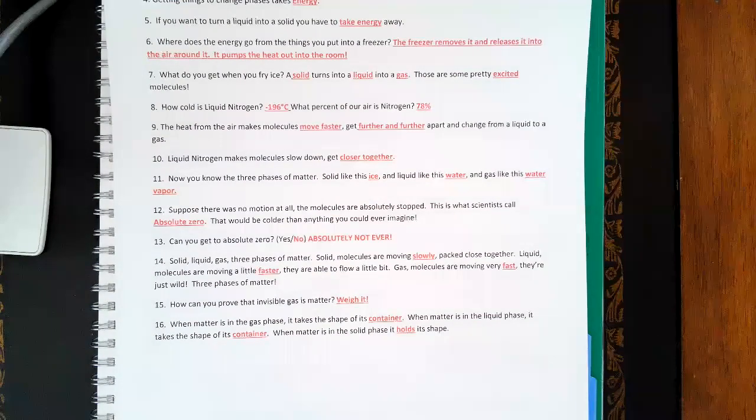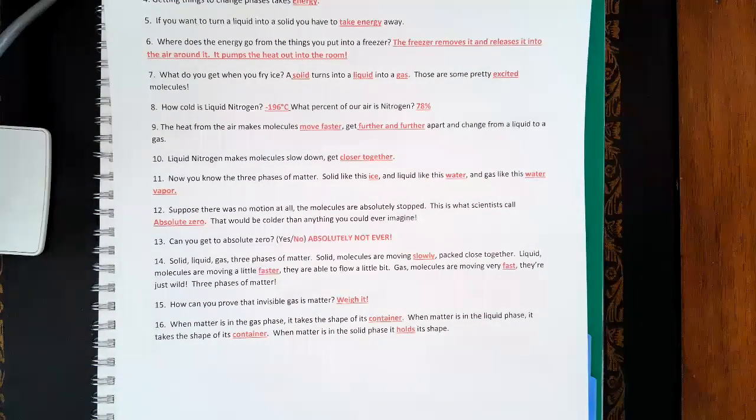If I put a piece of candy in a cup, it's not going to take the shape of the cup. It's just going to be inside the cup. It's not going to change its shape.